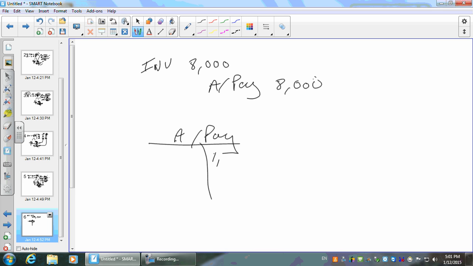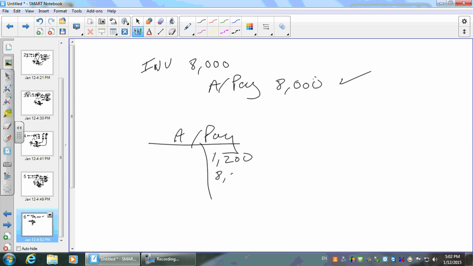1,200. Would that be a debit or a credit in accounts payable? It'd be a credit. Why? It's a liability, right? You increase it with a credit, reduce it with a debit. What does this 1,200 represent? What we owed all of our vendors at the beginning of the year. We owed it. We put it on our balance sheet. It's a real liability. And then we borrowed another 8,000.